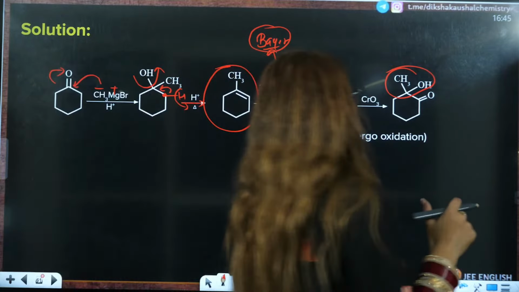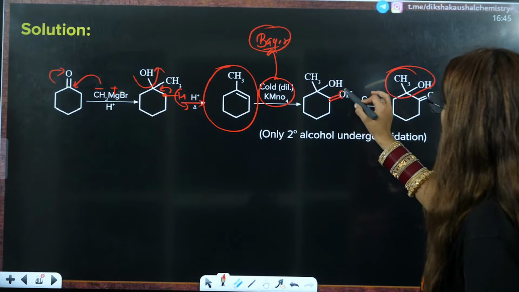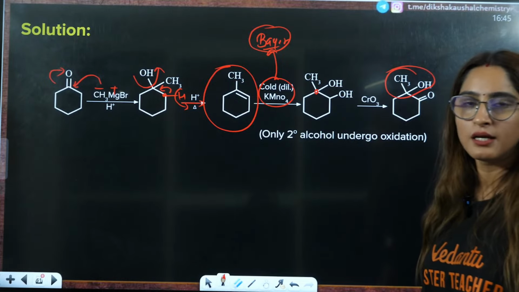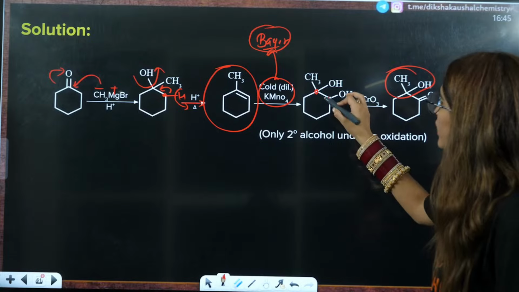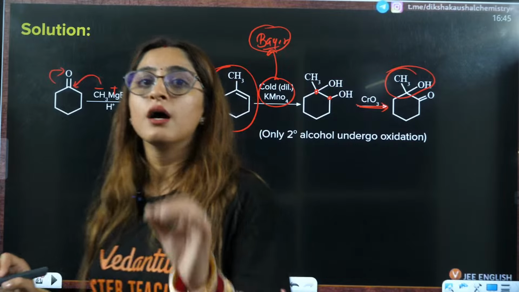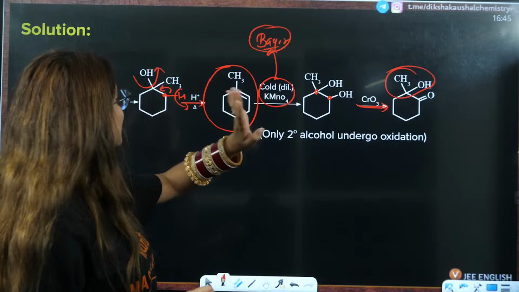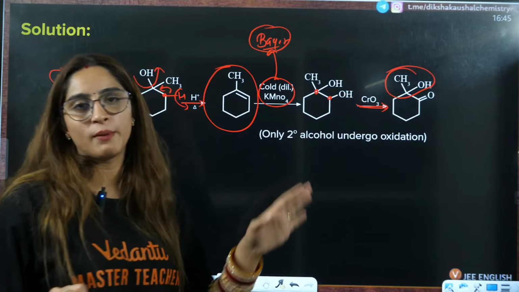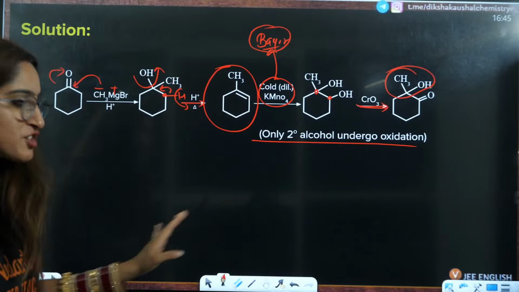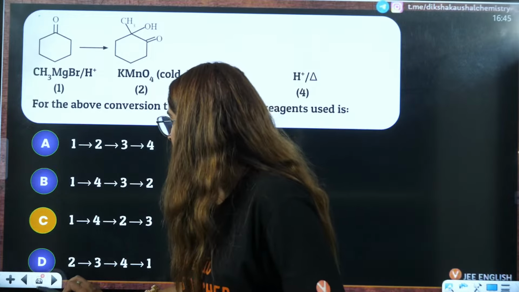Now, when you use a mild oxidizing agent, definitely this is going to convert this into double bond O, right? Reason being, this is a 3-degree alcohol. This is a 2-degree alcohol. And a mild oxidizing agent only attacks the 2-degree, not the 3-degree. So this will remain as it is, but this is going to change to double bond O. That is how you are going to rearrange all the reagents here. Okay, very, very, very important question. That is, C is the correct answer.